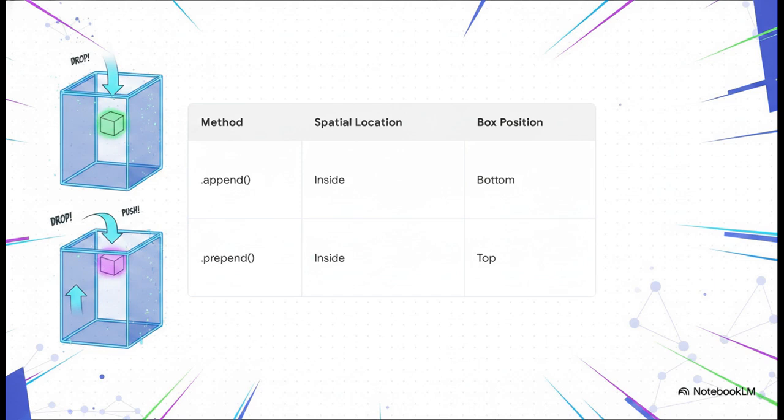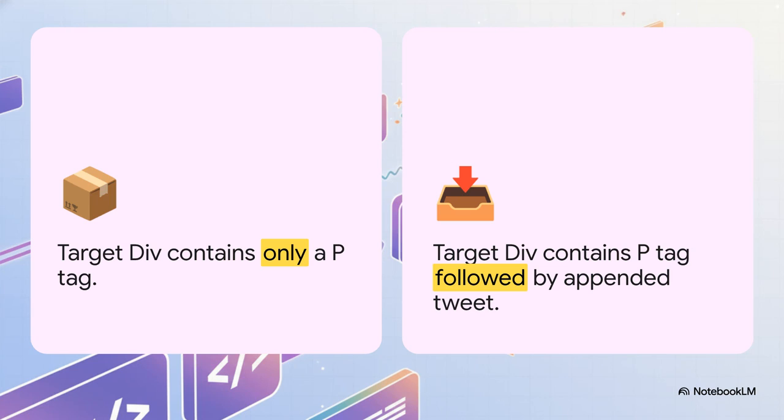Let's see how this actually builds out visually. Here we can see the before and after states for the append method. We start out with a target div that just contains a single paragraph tag, a standard p tag. Now, once we call the append method on our div and pass in our tweet variable, look at what happens. The new content slots beautifully inside the div, but notice exactly where it lands, right beneath the existing paragraph tag. It essentially goes straight to the back of the line inside that specific container.